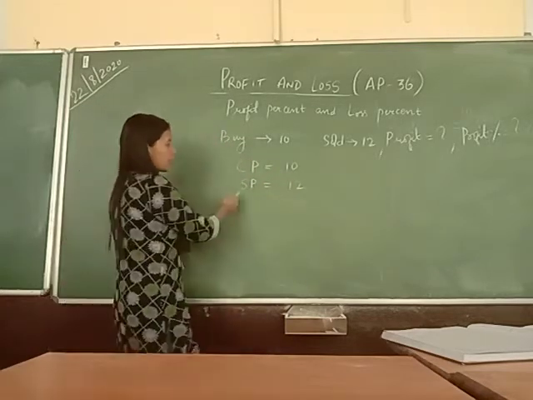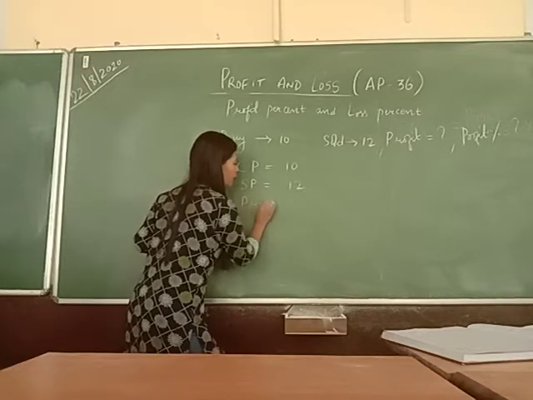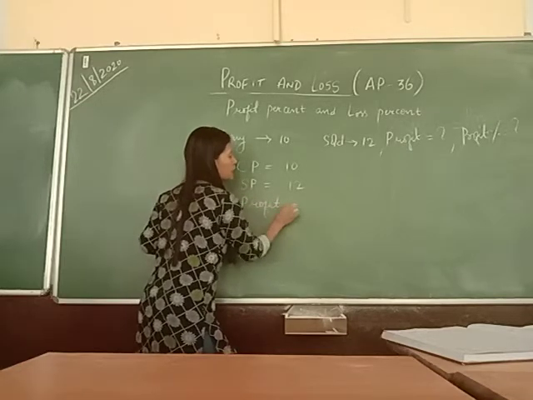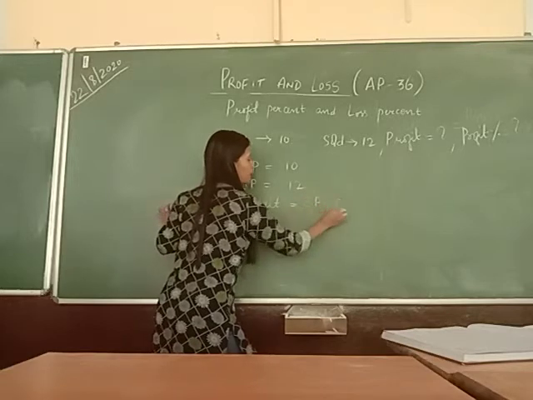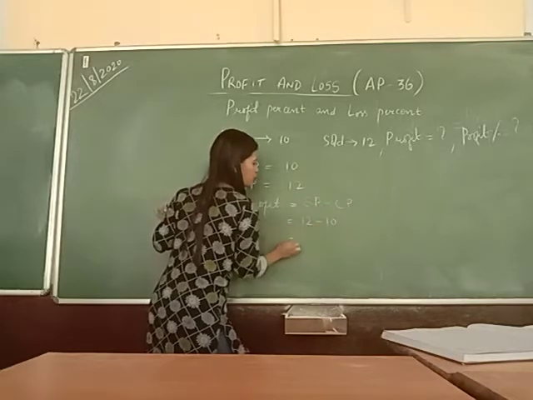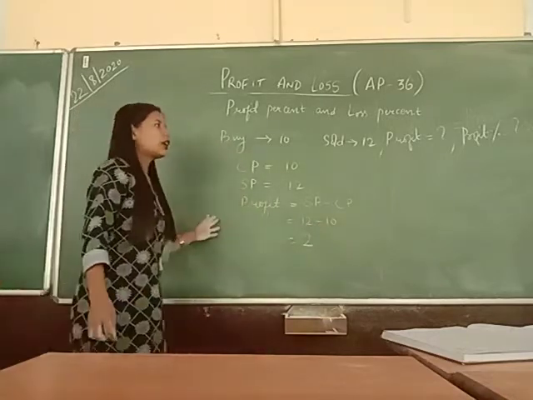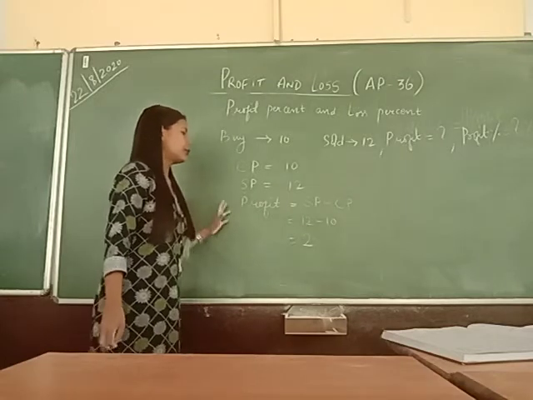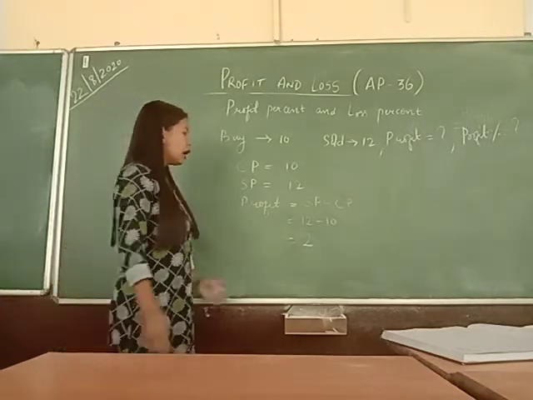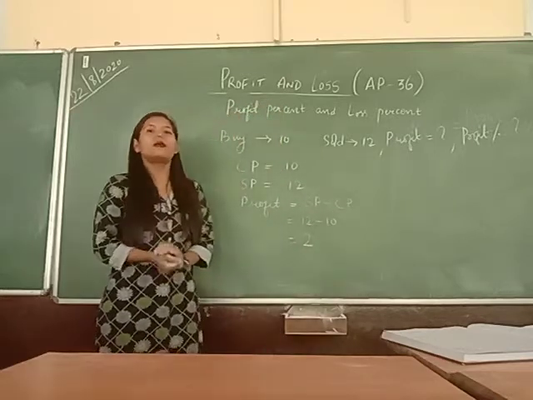Now selling price is greater than the cost price, so we have a profit. Profit is equal to selling price minus cost price. So that is equal to 12 minus 10, that is rupees 2. Here we got a profit of rupees 2. Now we will be learning how to find the profit percent.